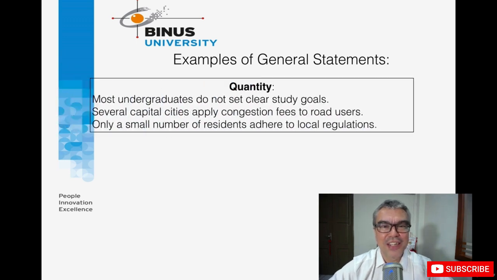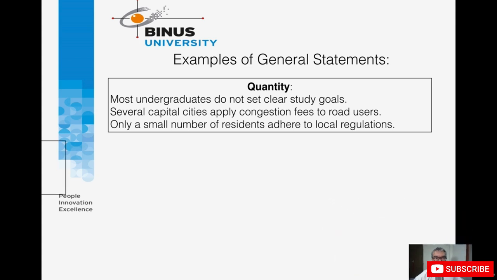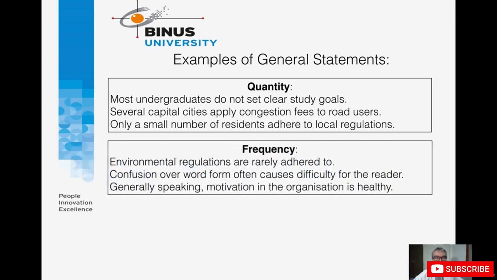So these 3 examples are generalizing in terms of quantity. Most graduates do not set clear study goals. Several capital cities apply congestion fees to road users. Only a small number of residents adhere to local regulations. Okay. Let's look at some examples of generalizing in terms of frequency now.